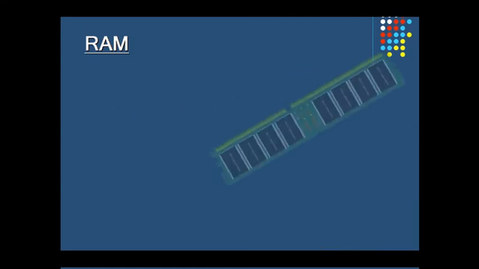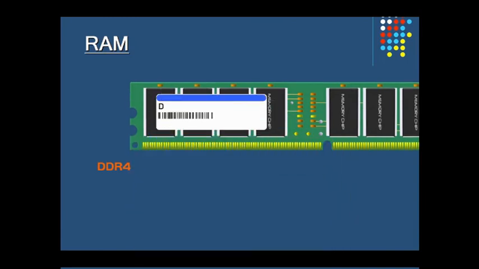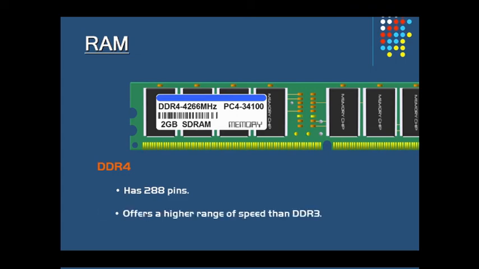And the fourth generation of DDR SDRAM is DDR4. DDR4 DIMMs have 288 pins, and like its predecessors, it also uses less power than the previous generation of DDR. DDR4 also offers a higher range of speed than DDR3, such as DDR4 4266, PC4 34100, which has an incredible maximum bandwidth of 34,100 megabytes per second.